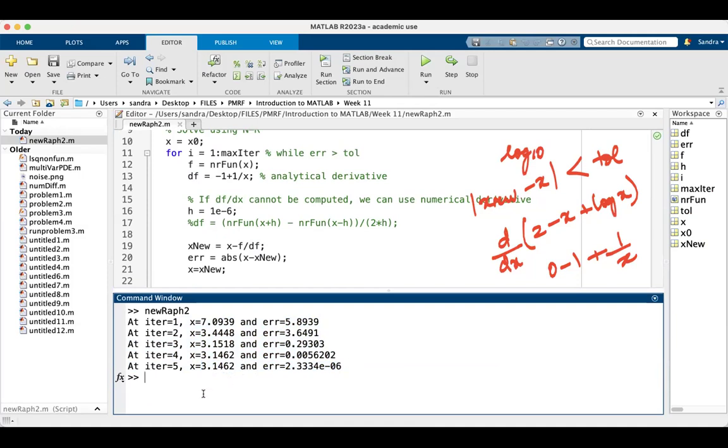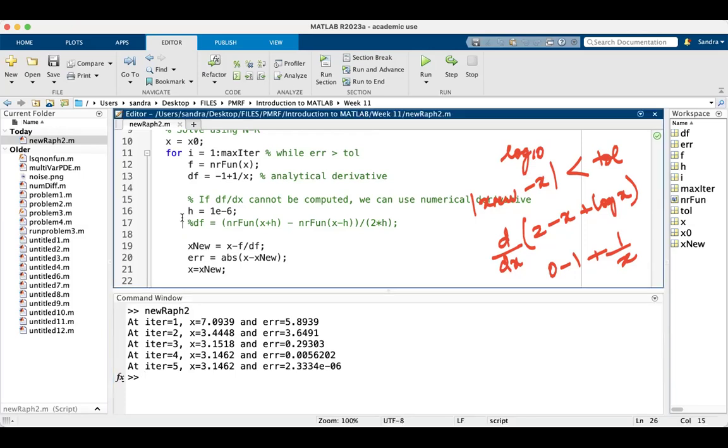Now, instead of using analytical derivative, let's look at the numerical derivative. For numerical derivative, what are the formulas we have? We have central differencing, forward differencing, and backward differencing. And we have very clearly identified that central differencing is more accurate. So here, let us use the central differencing formula. For that, what we are trying to do is replace this, so let me just comment out this line.